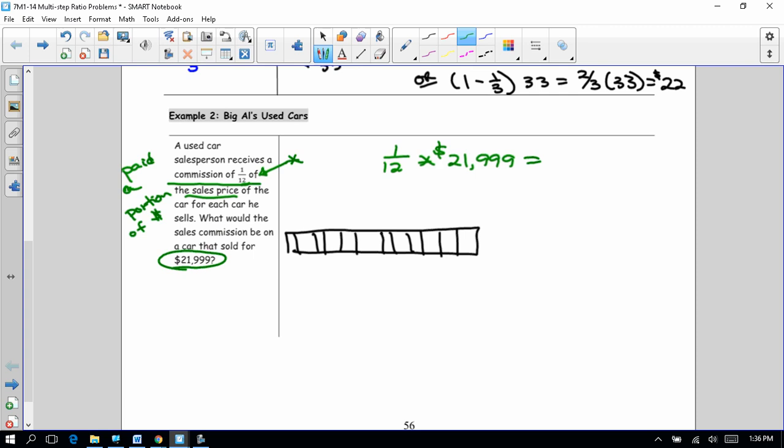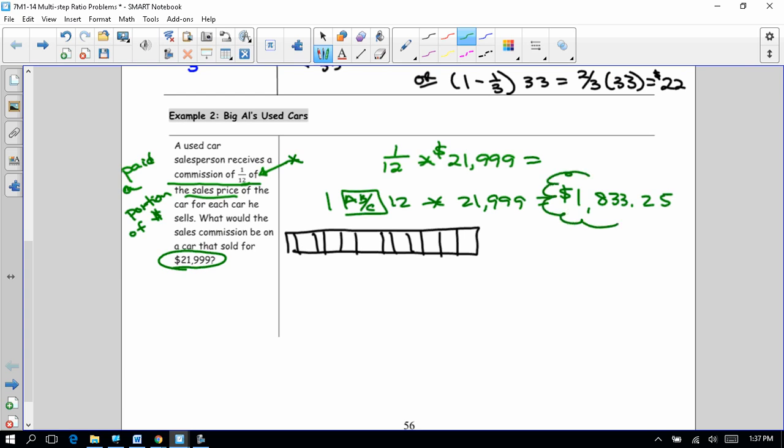Remember, you can use the ABC button. You would hit 1, hit the ABC button, and then 12, okay? And then you would just hit times, and then the $21.99, and you should get $1,833.25, right? So if you were the car salesman, you just made $1,833.25 just for selling that car. Good money. All right, let's do the next page.